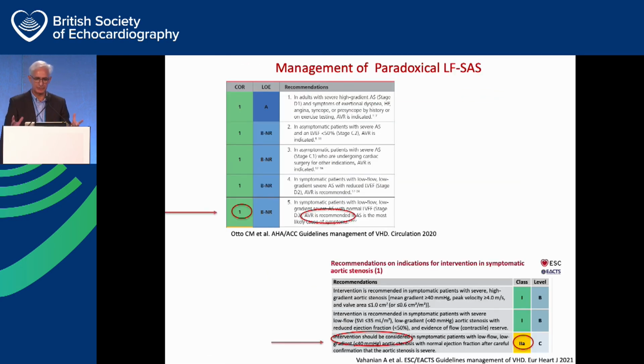The two major guidelines, by the ACC and the European guidelines, have now listed the paradoxical low flow, low gradient patient population for class 1 recommendations in the States, based on non-randomized controlled trials and this pooled observational studies meta-analysis. The European guidelines say that intervention should be considered in PLF patients at a class 2A level.